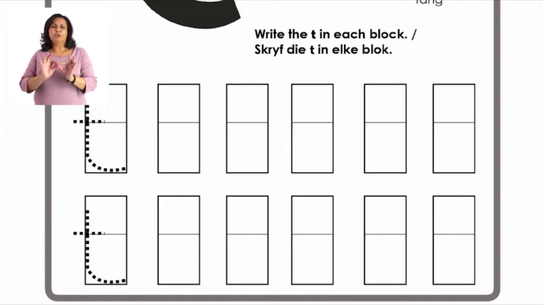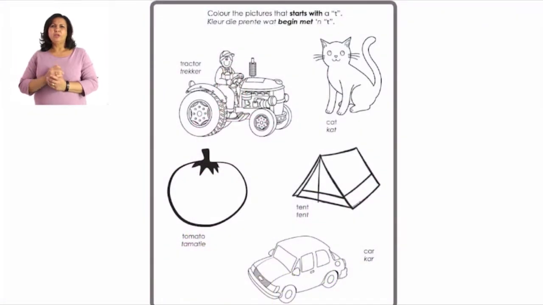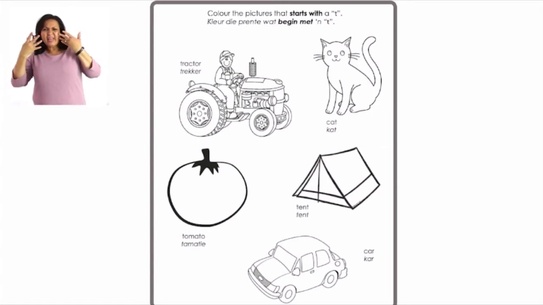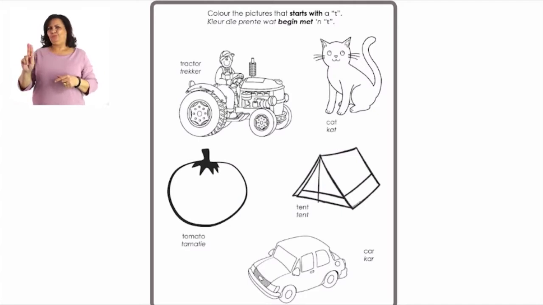And now if we go to page 22, we'll find that we have a whole lot of pictures that start with the letter T. Let's look at the pictures. Tractor, tent, tomato, cat. No, cat doesn't start with the letter T. It ends with the letter T, but we want pictures that start with the letter T. The beginning sound should be T, the letter T.